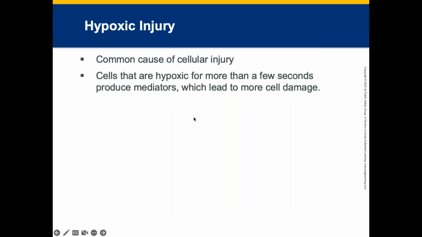So let's talk more about hypoxic injury. The most common and often deadly cause of cellular injury is hypoxic injury, which may result from decreased amounts of oxygen in the air, loss of hemoglobin function, decreased number of red blood cells, or a disease of the respiratory or cardiovascular system.